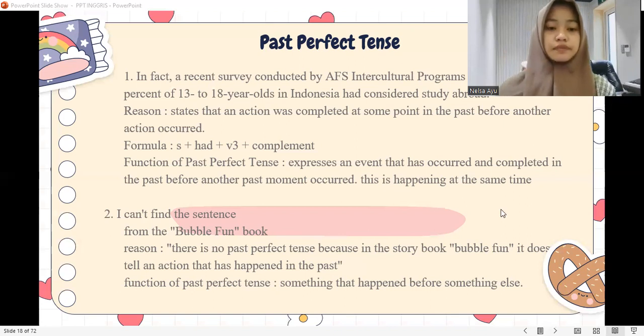Next, example number two. I can find the sentence from the Bubble Fun book. Reason: there is no past perfect tense, because the storybook Bubble Fun does tell an action that has happened in the past. The function of the past perfect tense is to describe something that happened before something else.